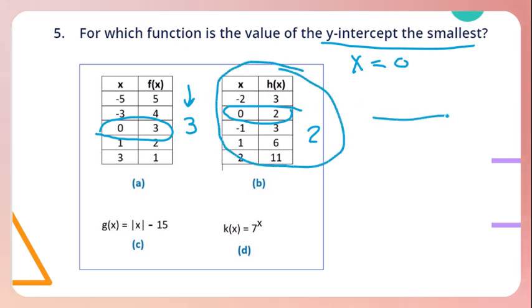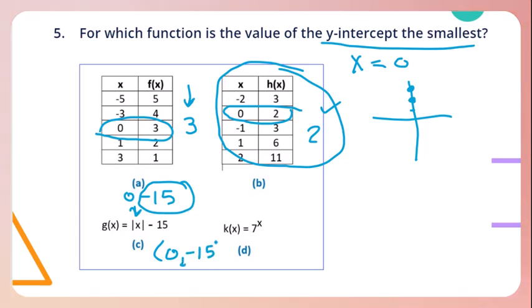The x-intercept is going to be at 0. I'm sorry, the y-intercept is going to be at 0, 2. Previously, it was at 0, 3. So this one right here is the smallest intercept. Now here we don't have a table, but we can replace x with 0. So 0 minus 15 is -15. So that point would be when x is 0, y is -15. So 0, -15 is going to be way down here. So right now, this is our smallest value.